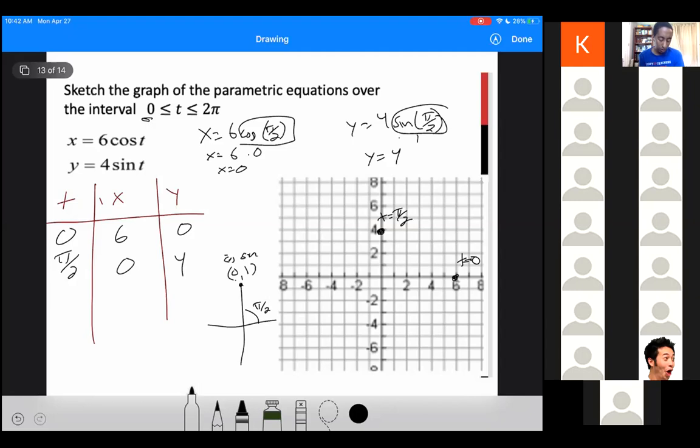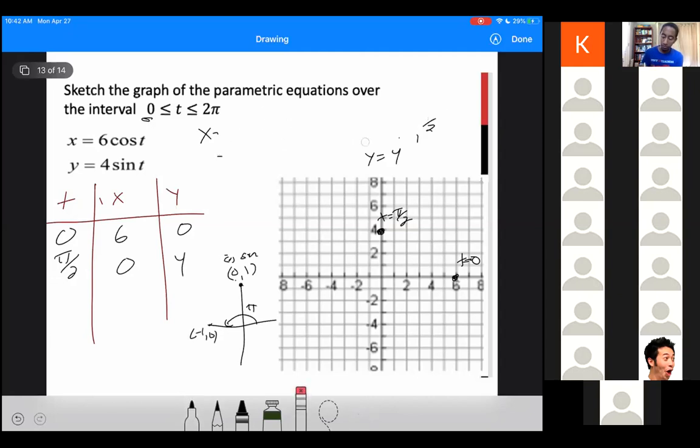All right, then what's the next one that we would want to use? Pi. Yeah, pi, that's going to give us a clean number. Pi, because that's negative 1 comma 0. So x equals 6 times cosine of pi. Cosine of pi is negative 1. So 6 times negative 1 should be negative 6. That would be for t of pi.